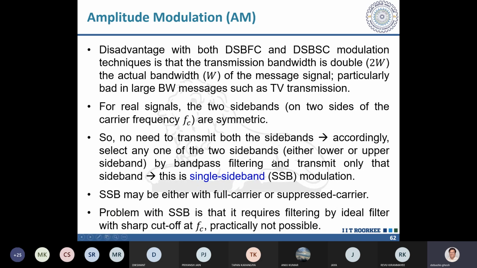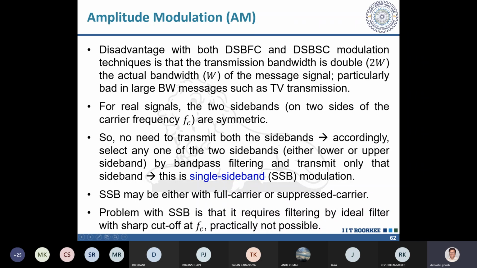How do you do it? Select any one of the two sidebands, either the lower or the upper sideband. And how to select it? By band pass filter. Again, we have to select out only one particular band of frequencies and transmit only that sideband. This is called single sideband modulation. Again, single sideband modulation can be full carrier or suppressed carrier. Full carrier is good for your envelope detection.